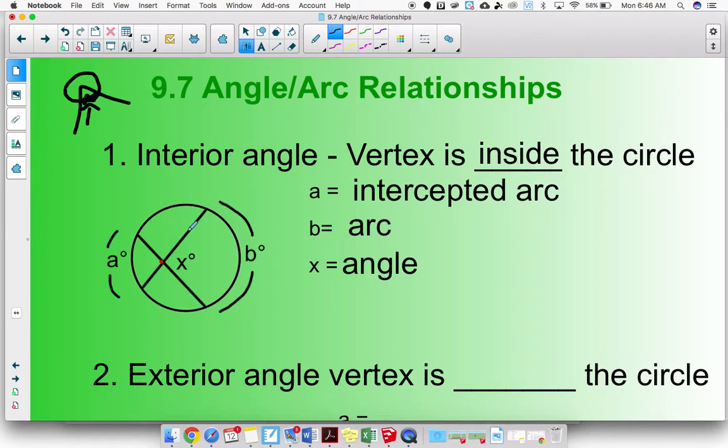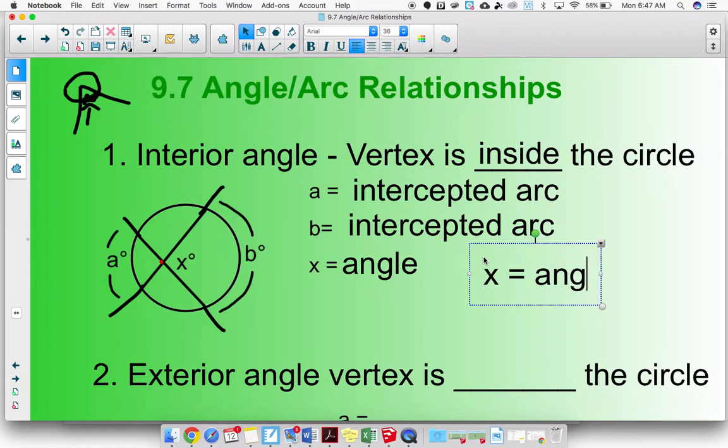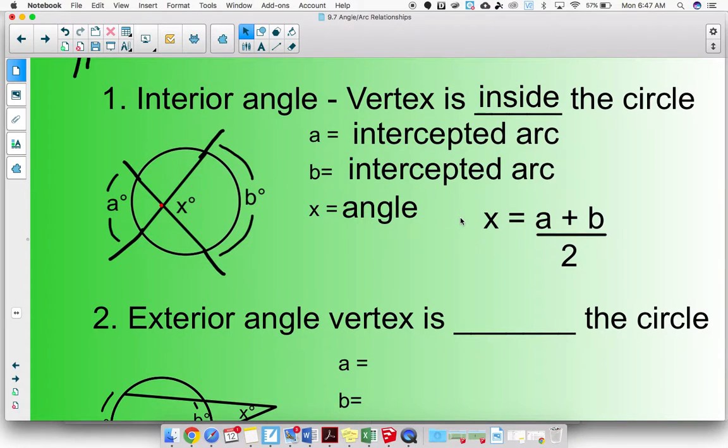Okay, so if you extend the lines of the X right here, this B would be an intercepted arc, and the same thing on this side. A would be an intercepted arc, and then X will be your angle. All right, and the formula is pretty simple. X is just an average of those two angles. So we'll say X equals A plus B all over 2. All right, and that's going to be for interiors.